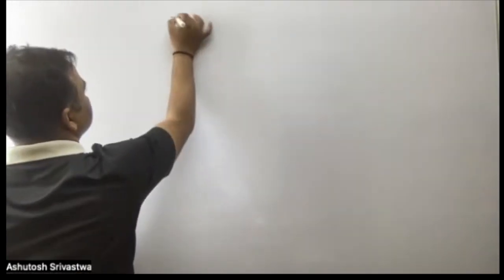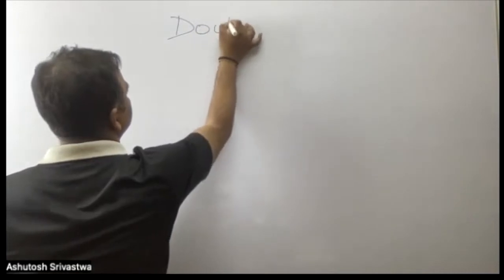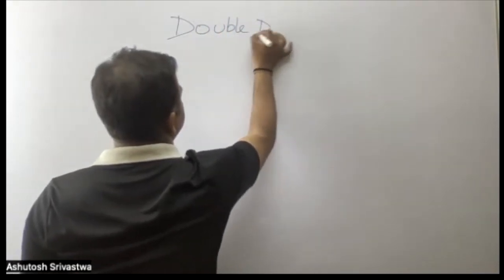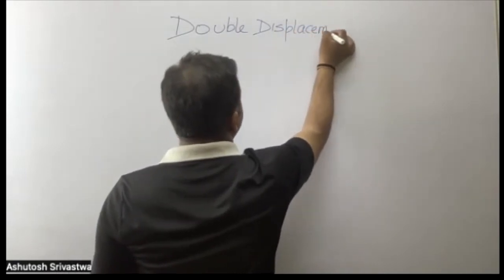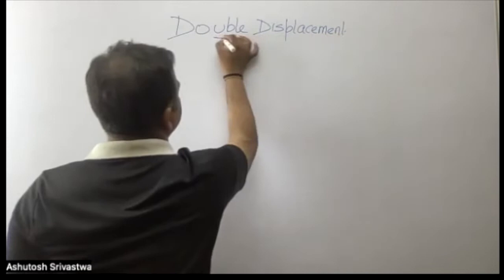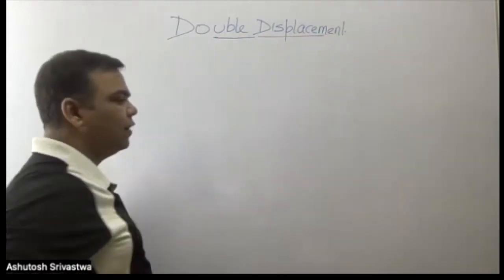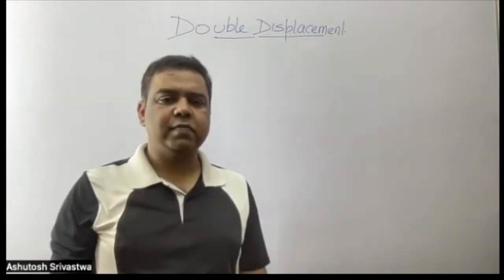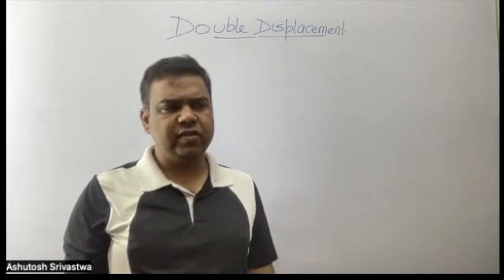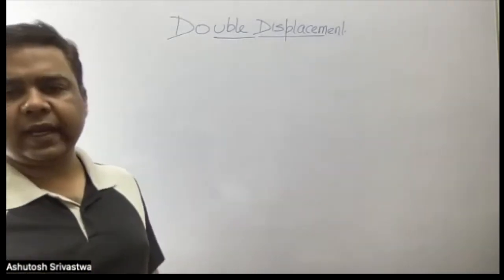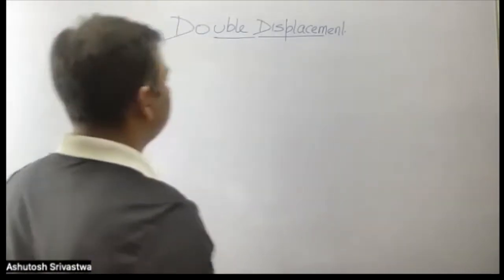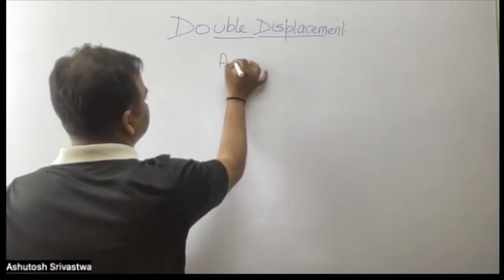Okay, so we are going to start double displacement reactions. What I mean by double displacement reaction is, earlier we were dealing with one element displacing the other element. Now we will be seeing some interchange of both the cationic part and the anionic part. So double displacement will look like something like this.